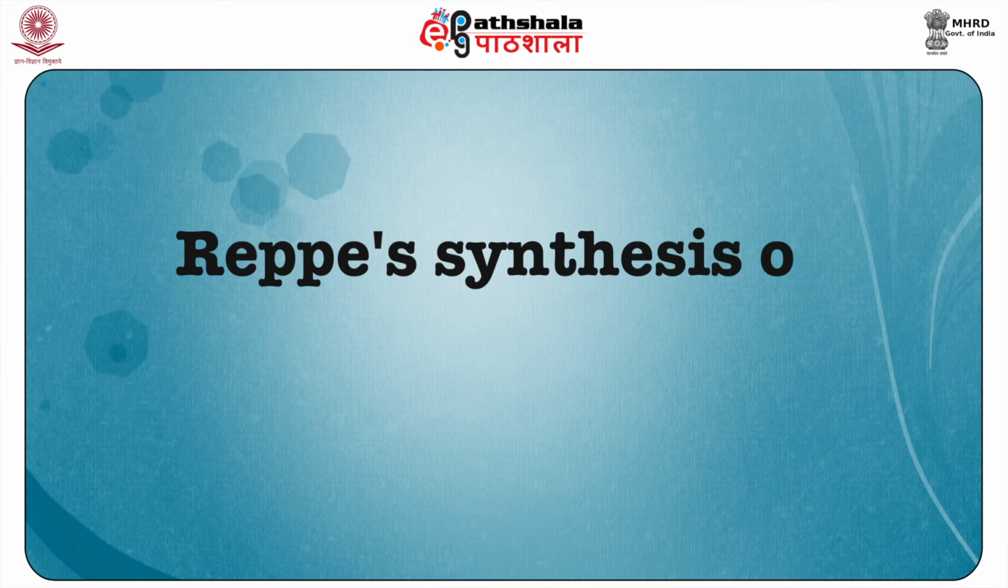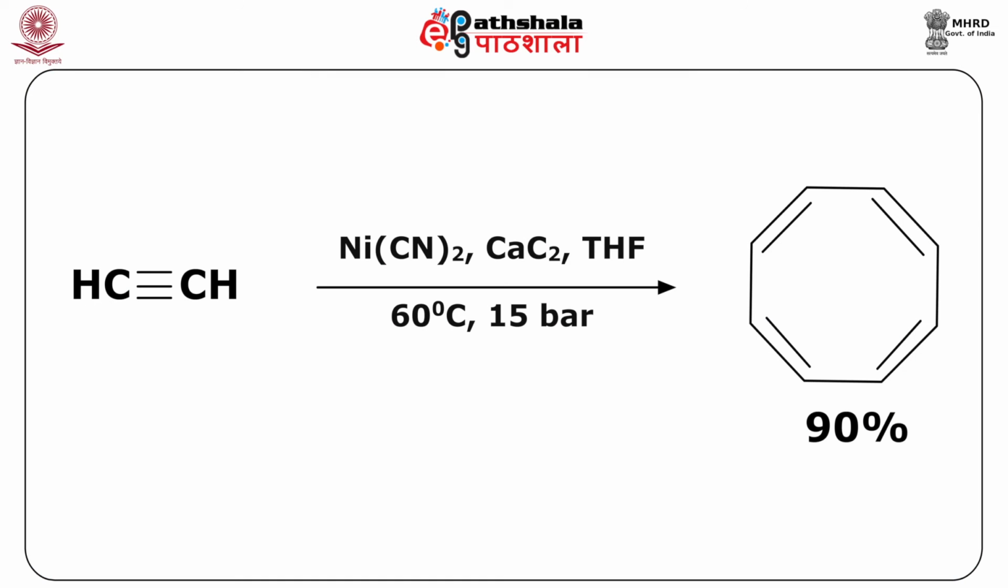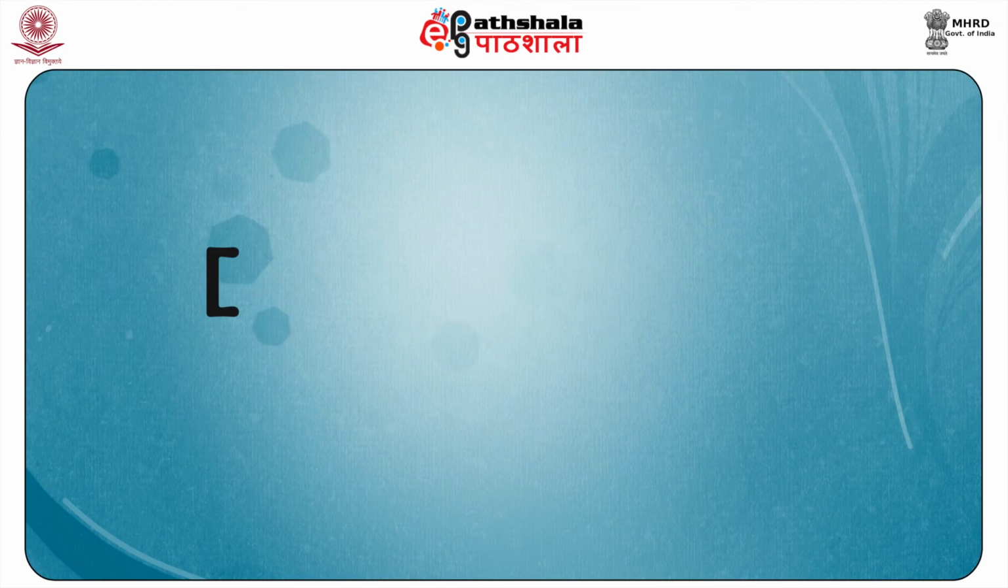Reppe synthesis of 8-annulene. Acetylene or ethylene on reaction with a warm mixture of nickel cyanide and calcium carbide under high pressure results in the formation of 8-annulene, or cyclooctatetraene, in a yield of 90%.